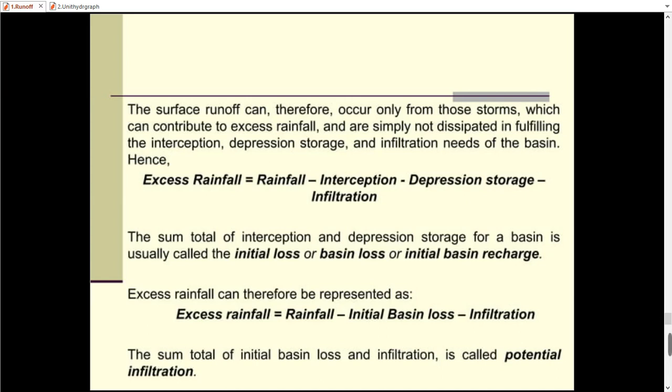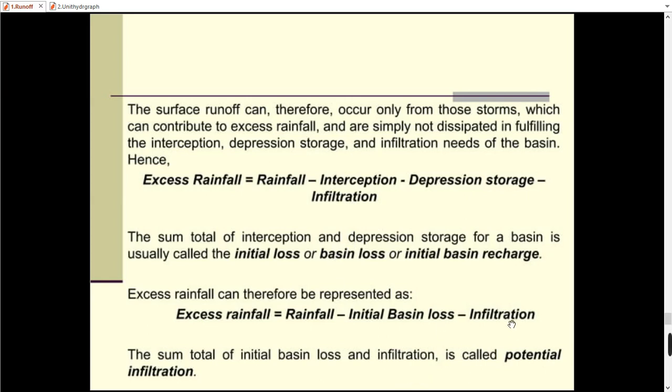It's called a basin, right? The sum total of interception and depression storage for a basin is usually called initial loss or basin loss, initial basin discharge. The excess rainfall can therefore be represented as excess rainfall is equal to rainfall minus initial basin loss minus infiltration. The sum total of initial basin loss and infiltration is called potential infiltration. Okay, so you have to understand infiltration, coefficient of infiltration, excess rainfall.